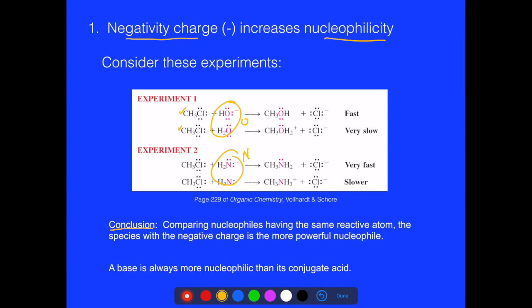Here it says a base is always more nucleophilic, which is the word that we want to use, than its conjugate acid. What we mean by that is that this is the base, and this is its conjugate acid. So this has one more proton, and water losing a proton would be acting as an acid to deliver this. NH3 would act as an acid, delivering a proton to something else, becoming this. So the negative charge does increase the nucleophilicity.